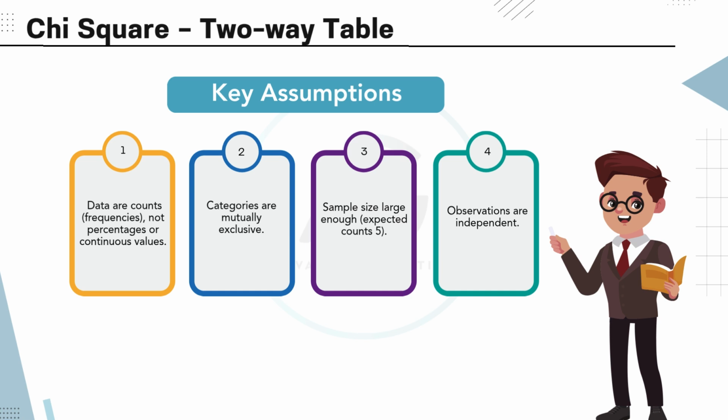Four, observations must be independent. Each count should represent a unique observation. No repeated measures. If two values are related, like before and after data from the same individual, then independence is violated, and this test should not be used. Summary: these assumptions are foundational. If they're not met, your chi-square results might be misleading. It's essential to verify them before drawing conclusions from the analysis.